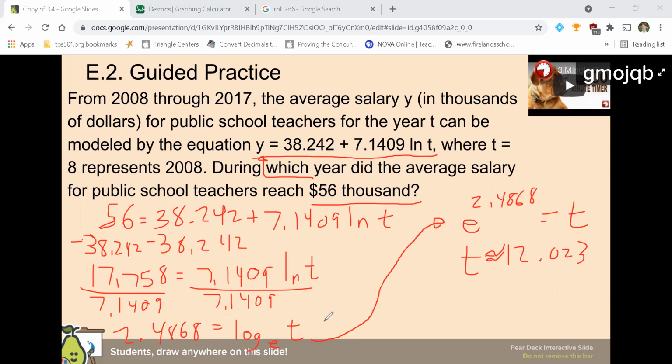Which would mean, in what year did the average salary reach $56,000? 2012 is the year. All right, that's class. You have the rest of the hour, about 10 minutes or so, to work.